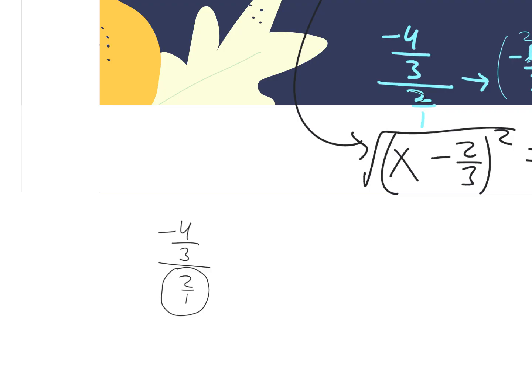Keep that. Whoa, I don't know why it keeps doing that. Change that division to multiplication, and then flip that last fraction. So times, and then 1 over 2. Is that a little better? Okay, nice.